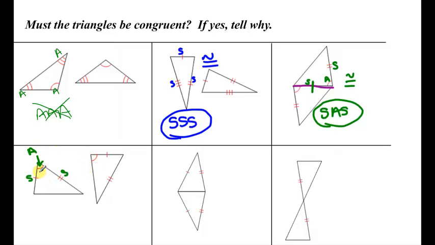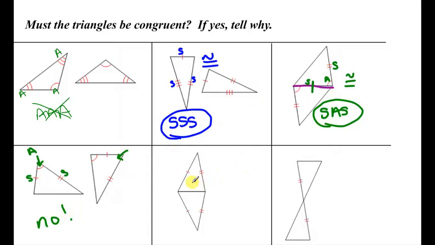But, careful, is this the included angle? Is this the angle between the two sides? Yeah, it is, but what about over here? Is this the angle between the two sides? No, this is the angle I needed to match to get side angle side. So these are a no. That was a tricky one. Watch for that. You might be fooled.